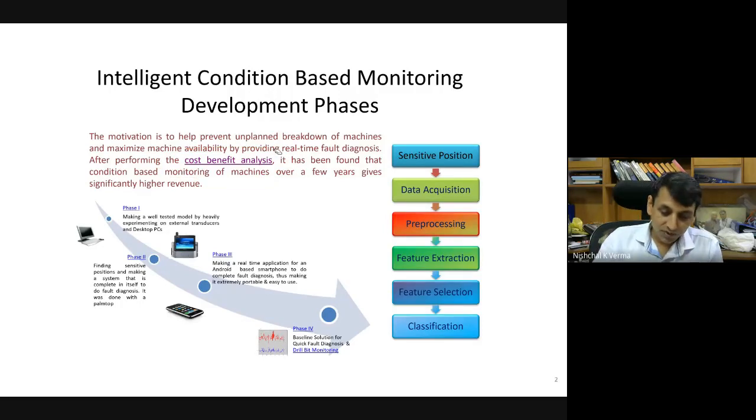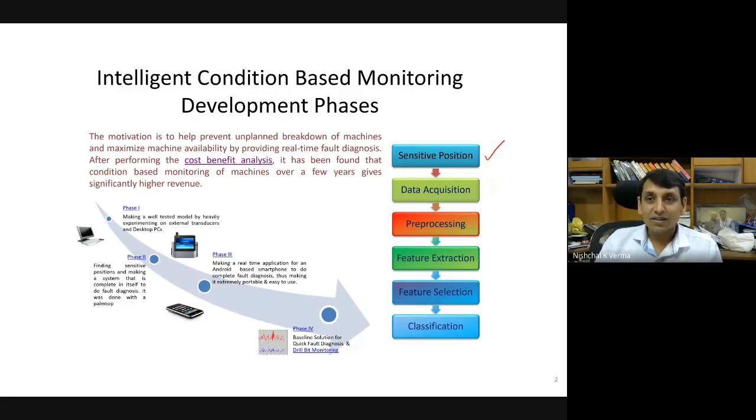So you see here, in the beginning, before doing anything, first we take the machine which has to be monitored, whose condition is monitored. So we first find out the position where your sensor has to be placed, where your sensor has to be deployed. If we do not know where I am going to place my sensor, then what will we do? We will place our sensor anywhere, right?